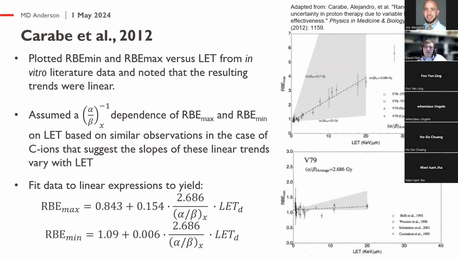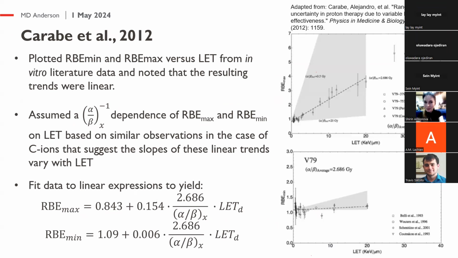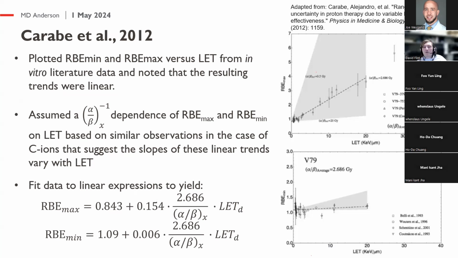So they plotted RBE max and min versus LET using some literature cell survival data. And what they noted was that the two seem to depend linearly on LET. However, their data was just a single cell line, so they didn't know how cell-specific parameters like alpha and beta might modulate this behavior further. Accordingly, they just assumed a reciprocal dependence on the alpha beta ratio to modulate this effect in a cell line specific way. This is based on similar observations in the context of carbon ions.